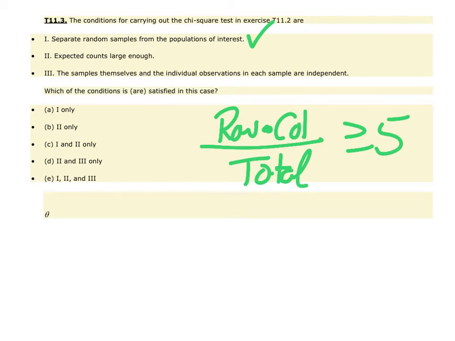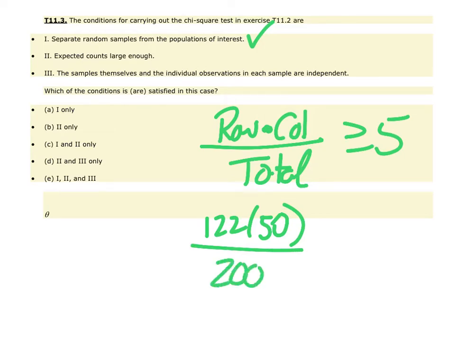And in this case, the row for yes, there's 122 responses. The column total is 50, and then we would just divide by the total, which in this case is going to be 200. If you do that, you're going to get 30.5, which is greater than 5. You're going to want to check all of the other 7 cells in there and make sure they are greater than 5.